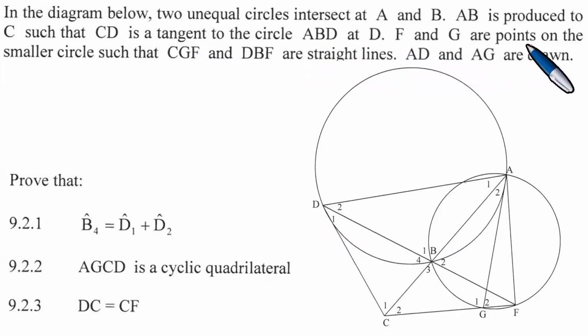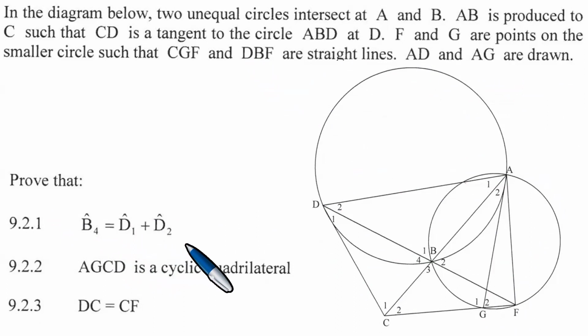Right, F and G are points on the smaller circle such that CGF and DBF are straight lines. AD and AG are drawn. You have AD and you have AG, and those are drawn. Prove that angle B4 equals angle D1 plus angle D2.